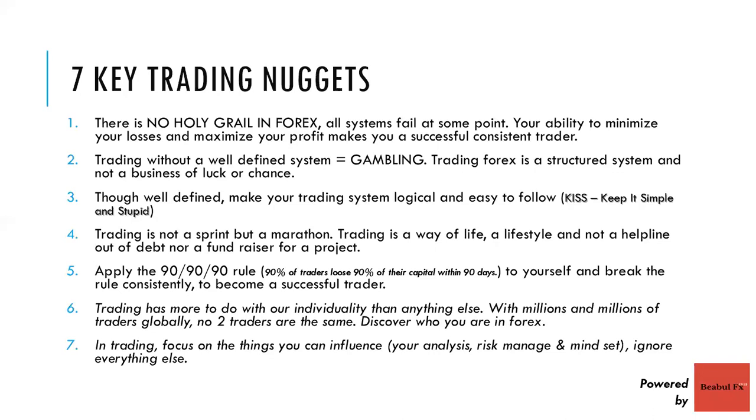Okay. Thirdly, for you to become consistent, you need to apply the 90-90-90 rule. And the 90-90-90 rule says that 90% of traders lose 90% of their capital within 90 days. So first, you need to work on your analysis to become a profitable system. Now, after you have a profitable system, you need to use this 90-90-90 strategy to develop yourself to become consistent.